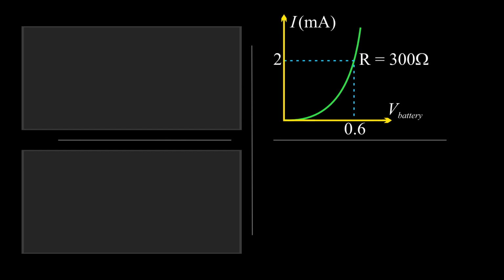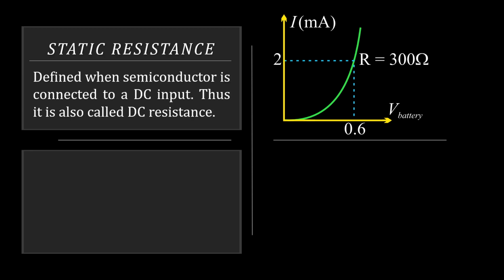Before we move into transistor, first we will define the resistance in semiconductor devices. The current voltage relationship of a diode is not a straight line, thus it does not obey Ohm's law. Due to this non-linear nature of the curve, two types of resistances in PN junction diodes are defined. The first one is static resistance. Static resistance is defined when a semiconductor device is connected to a DC circuit.